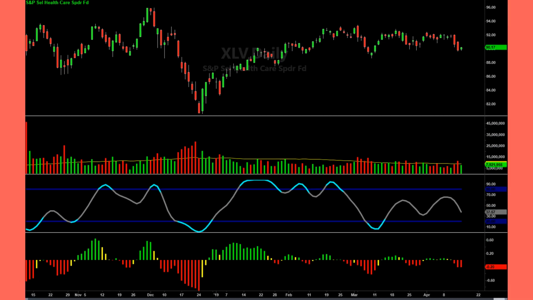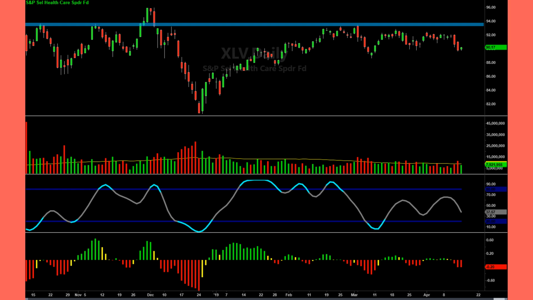Healthcare. Let's take a look at healthcare. What can we get from this chart? This is a little bit different because we're looking at a daily chart here on healthcare. I'm pulling up the XLV. This is the S&P Select Healthcare Spider Fund. There's a resistance area right here shy of 94.